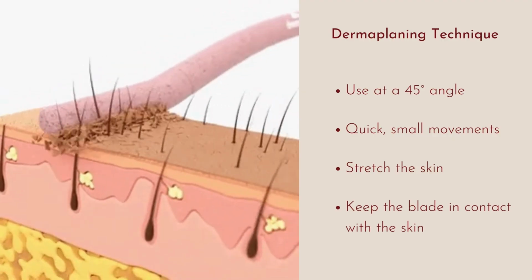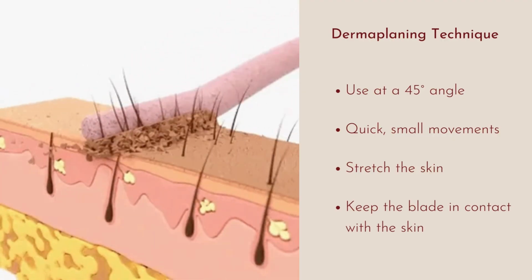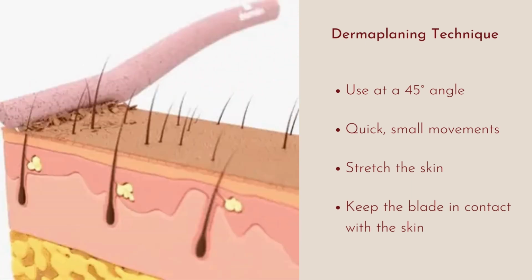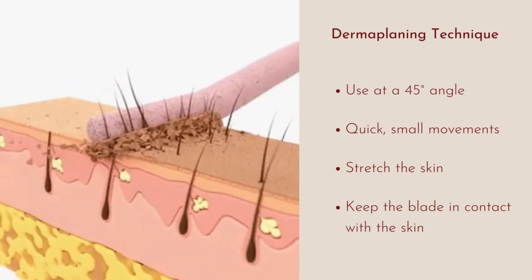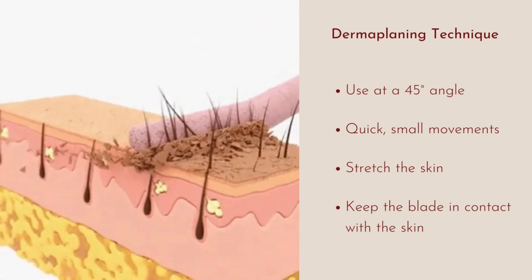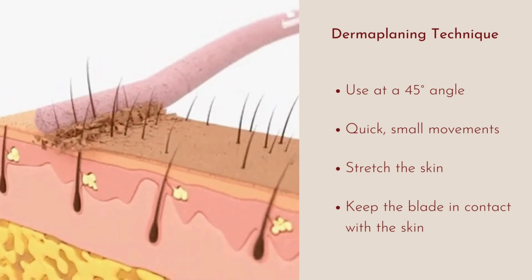And now moving on to dermaplaning techniques. How are you actually going to carry out the treatment? As you can see, by moving the scalpel, by moving the blade, you're going to be removing the vellus hair, so the very fine hairs that you might see, as well as the buildup of dead skin cells on top of the epidermis. So how are we using the blade?